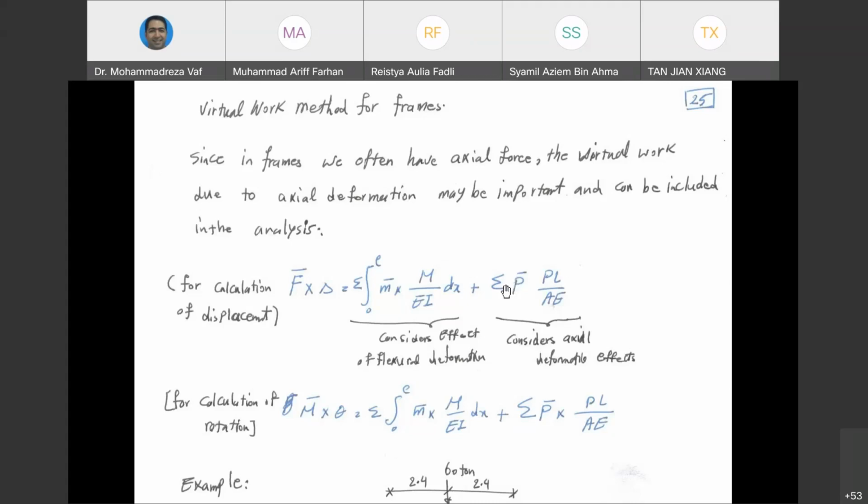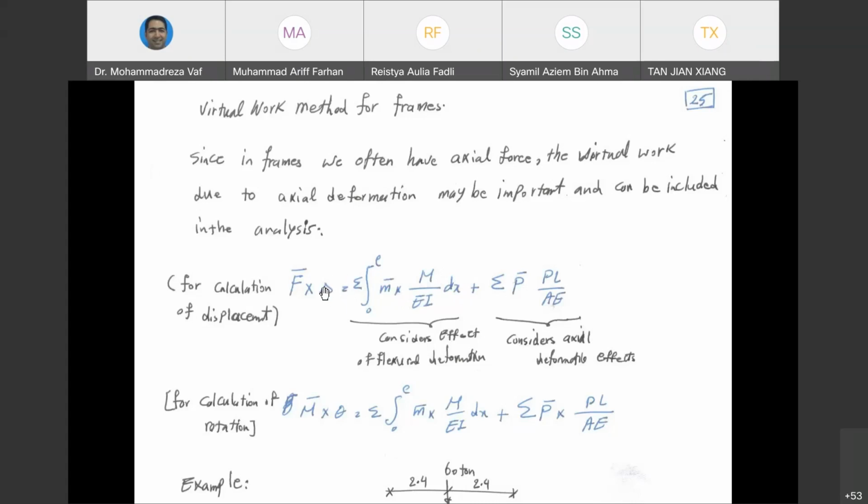Just now we saw that for truss structures that have a large axial force inside them, our equation is P bar P L over AE. P bar is the internal force due to the virtual load, and P is the internal force due to the real force. For beams, we just saw that we have this equation, M bar M over EI. M was the bending moment due to the real force, and M bar was the bending moment due to the virtual force. So if you want to consider the effect of both, you can sum them up, meaning you can calculate M and M bar, and you can calculate P and P bar for that frame, and then put them inside the equation and get the deflection.